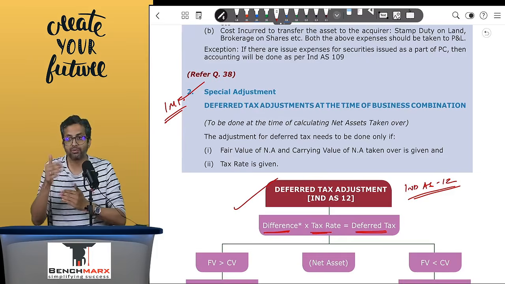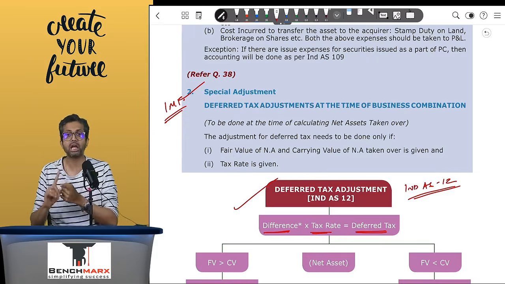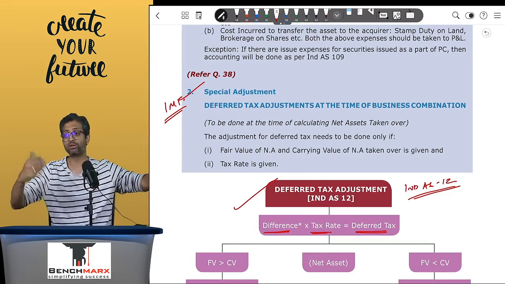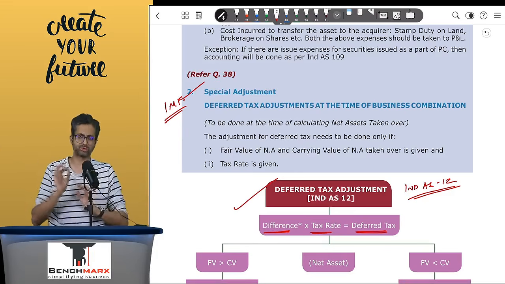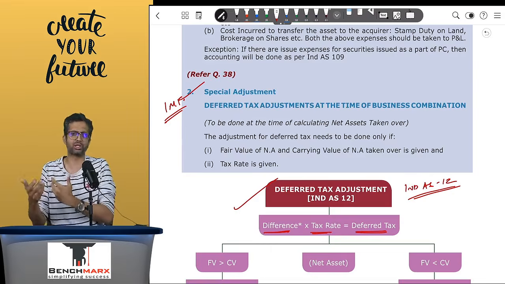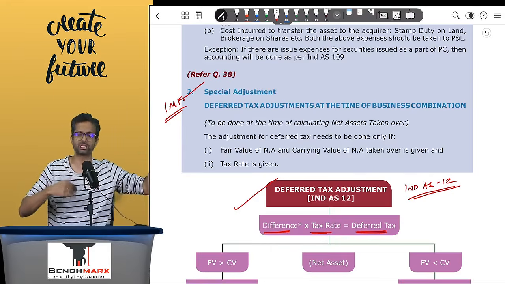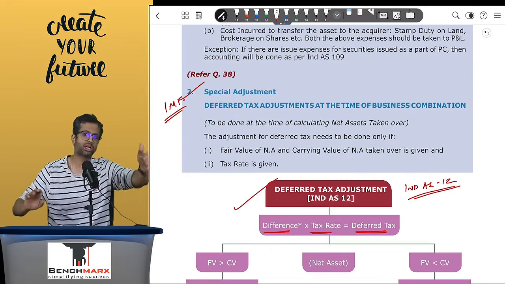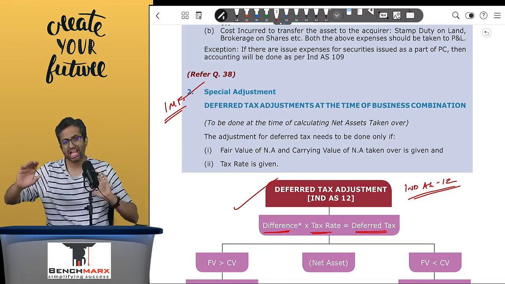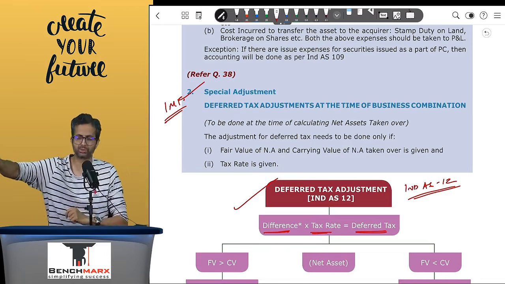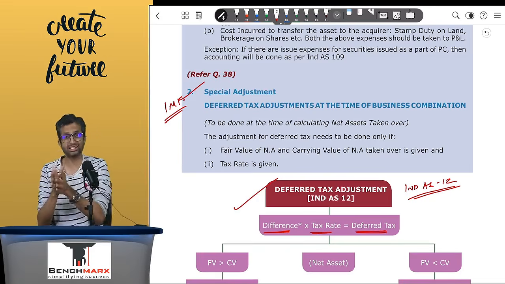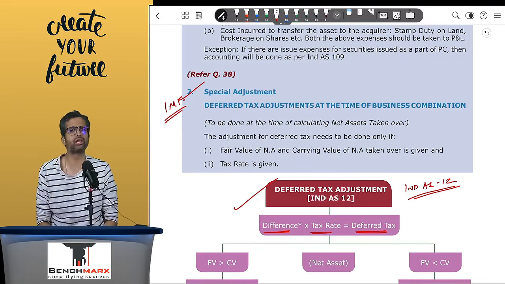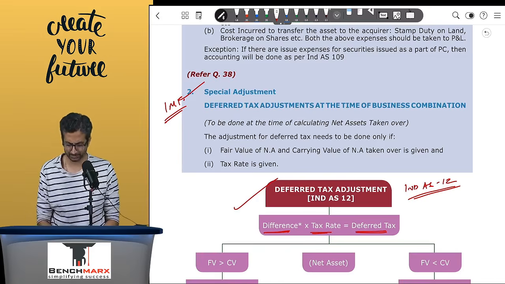In case of a business combination where a tax rate is given and Ind AS values, that is fair values, and tax values, that is old carrying values, are available, there will be a hidden deferred tax adjustment to be done. The general rule is, for a net asset, if the carrying value, that is the Ind AS value, is greater than the tax base, you will get a deferred tax liability. If your carrying value is less than the tax base, then you will get a deferred tax asset. The detailed rationale for this is actually in Ind AS 12 on deferred tax.